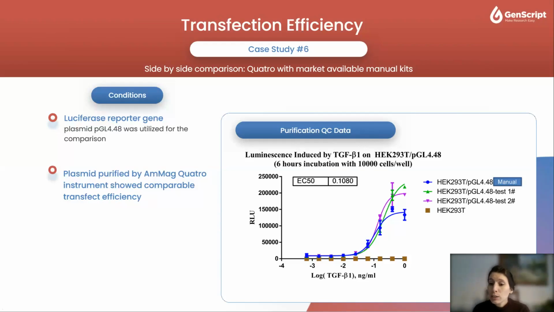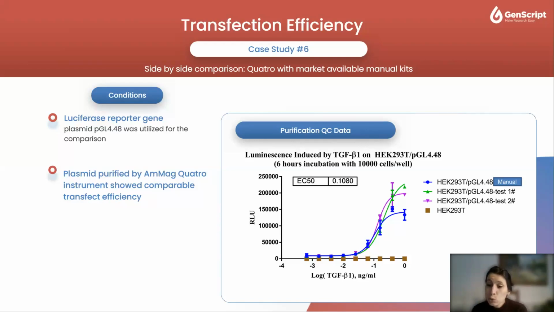So what you're seeing here, the plot that is in blue, we did a luciferase reporter gene. We're looking at basically the fluorescence, to test whether or not the transfection was comparable or as efficient, or potentially even lower. So by doing that, we looked at the manual prepared plasmid.